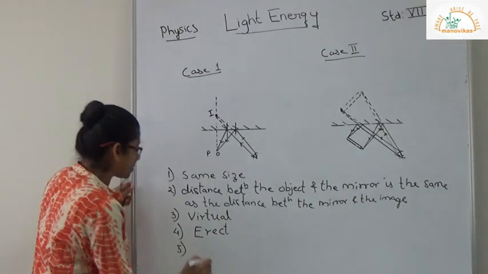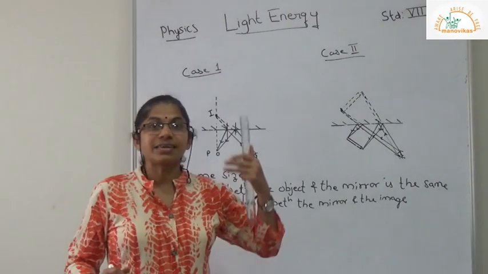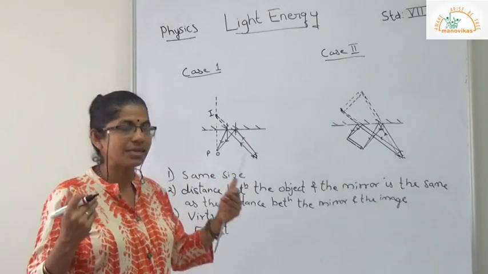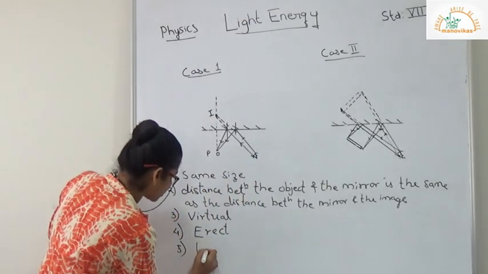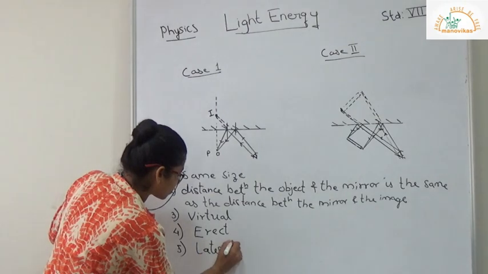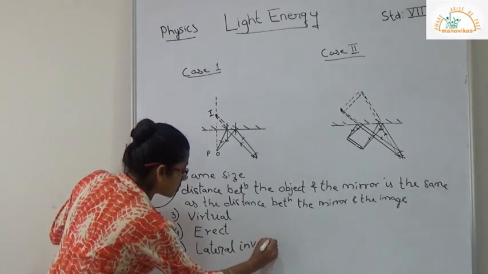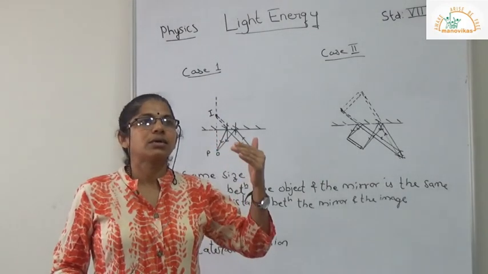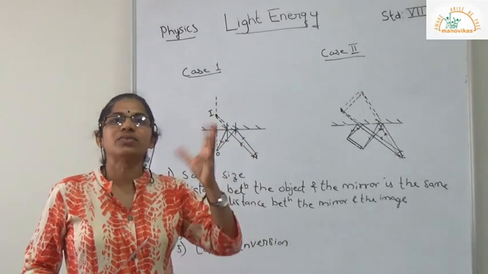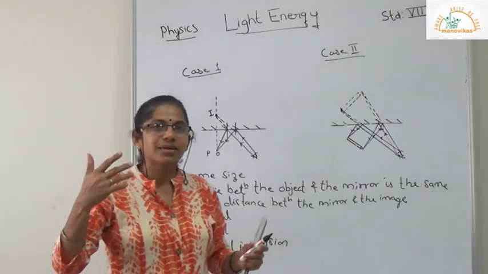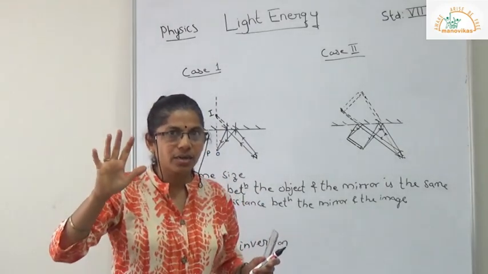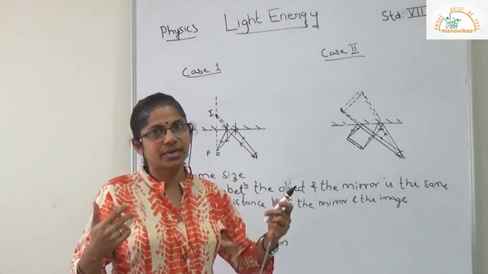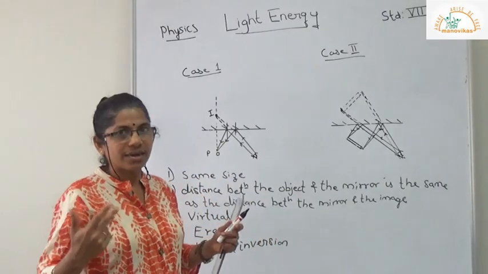And the fifth characteristic is that there is lateral inversion when you stand in front of a plane mirror. Now what is this lateral inversion? Lateral inversion is when certain alphabets appear to be inverted, right? Like when I raise my right hand, it appears as if the image has raised its left hand, right? So that is called lateral inversion.